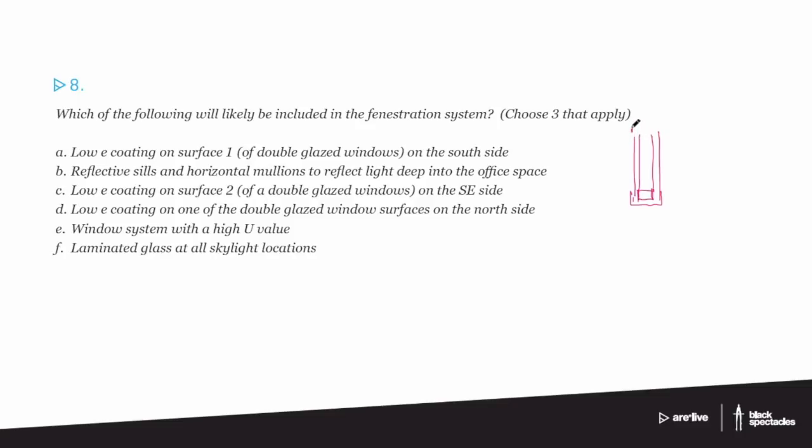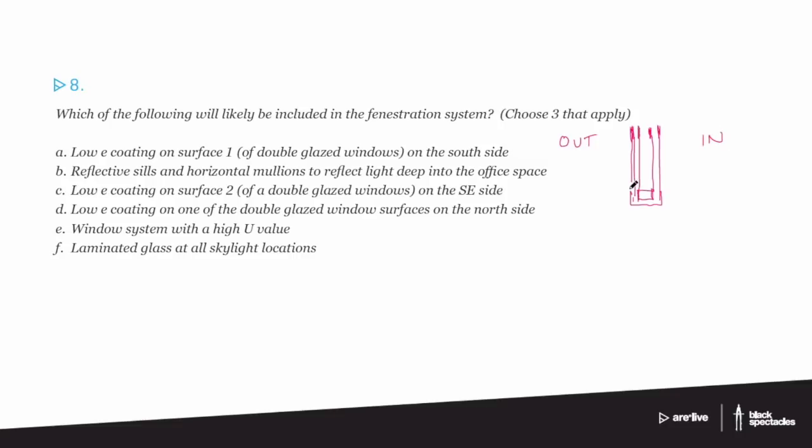So we have surface 1, which is the outside, and then there's surface 2, which is the inside of the outside pane. Then there's surface 3, et cetera, and then surface 4, which is the inside. So by looking at A, we're talking about would the low E coating go onto surface 1, which would be this outside element, if you imagine this is the outside and this is the inside.